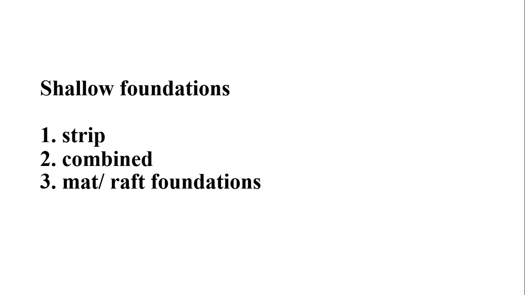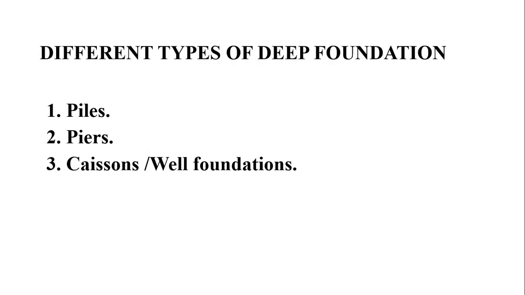But deep foundations are employed when the soil strata immediately beneath the structure are not capable of supporting the load with tolerable settlements or adequate safety against shear failure. Deep foundations are defined as foundations where the depth is greater than the width. Here we can clearly observe the different types of deep foundations: one is pile foundation, second is pier foundation, third is well or caisson foundation respectively.